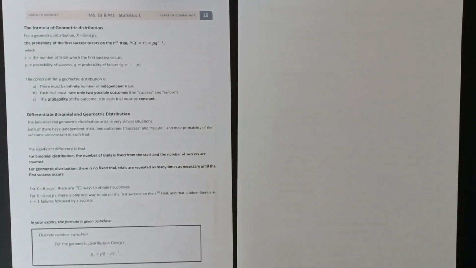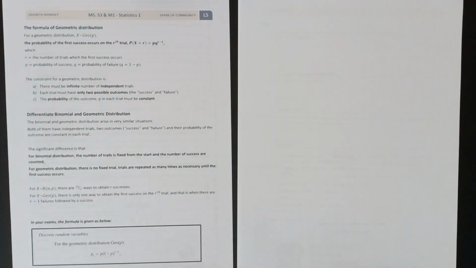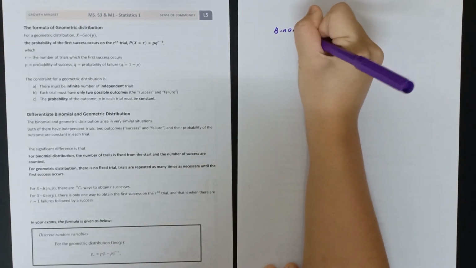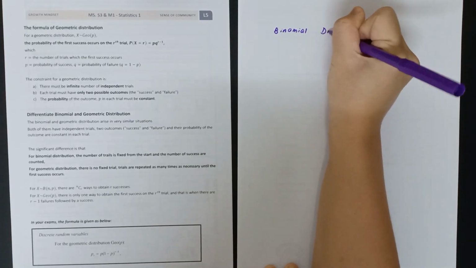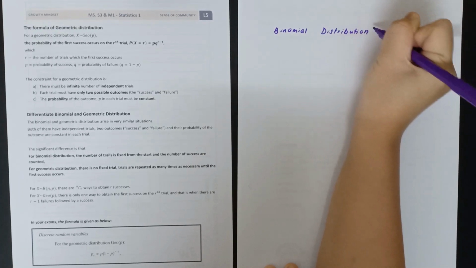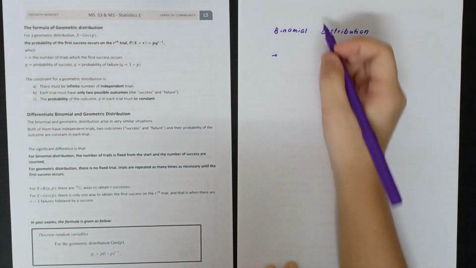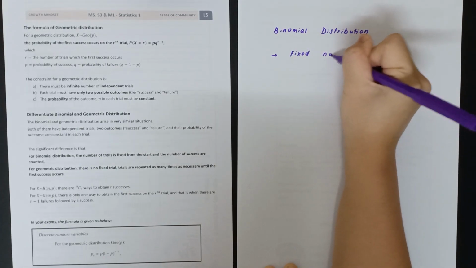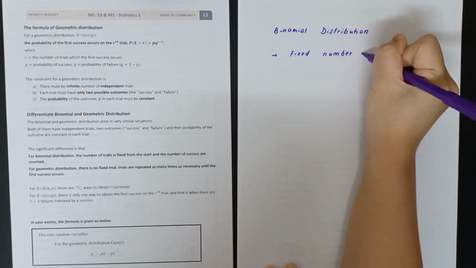Okay, so now let's see what the constraint is for a geometric distribution. The constraint for the geometric distribution is that there must be an infinite number of independent trials. Okay, let's go this way. So, a recap. For your binomial distribution, what are the 3 constraints? If you still remember, the first one is that you must have a fixed number of independent trials.